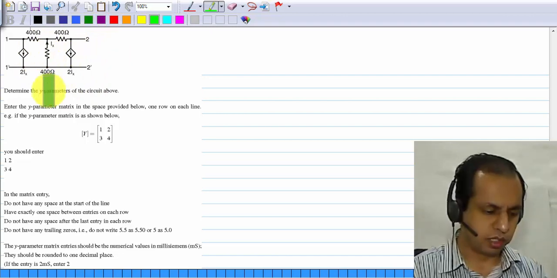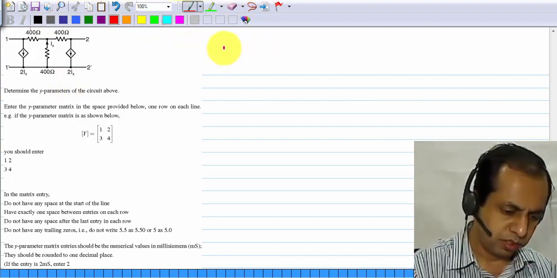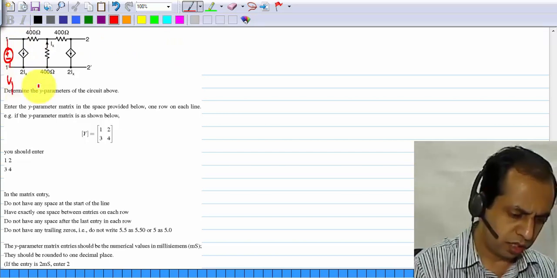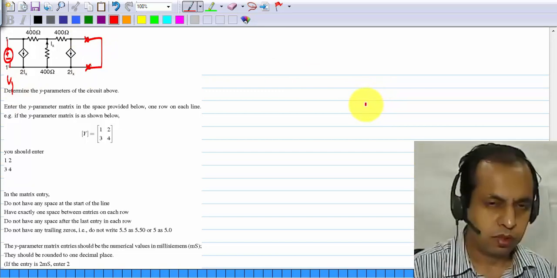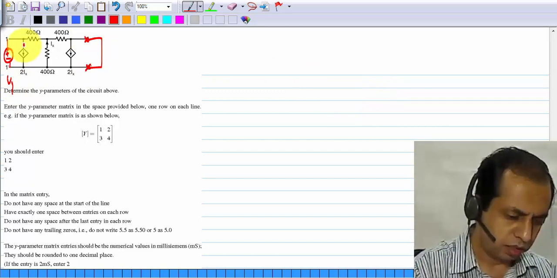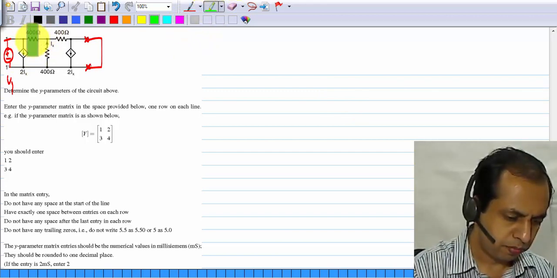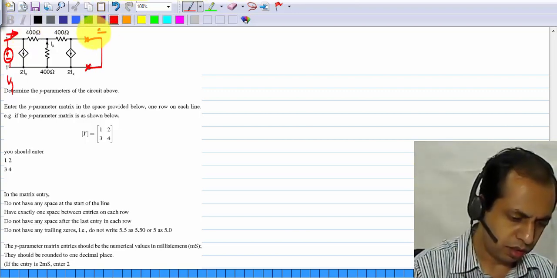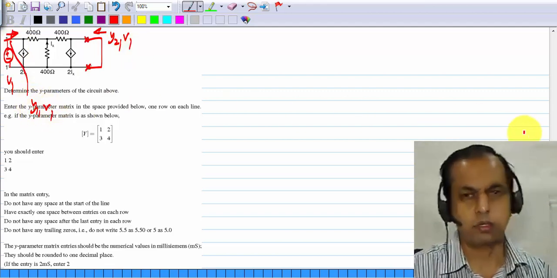Okay, again another circuit, and you are asked to find the y parameters. So the principle is exactly the same. Let's say you connect V1 and short circuit V2, and you have to find basically the current here and the current there. This will be y21 V1, and this will be y11 V1.